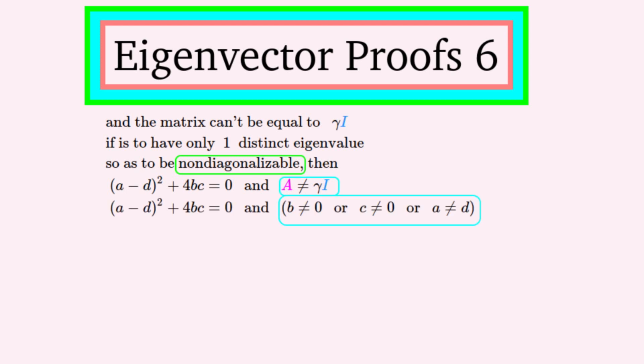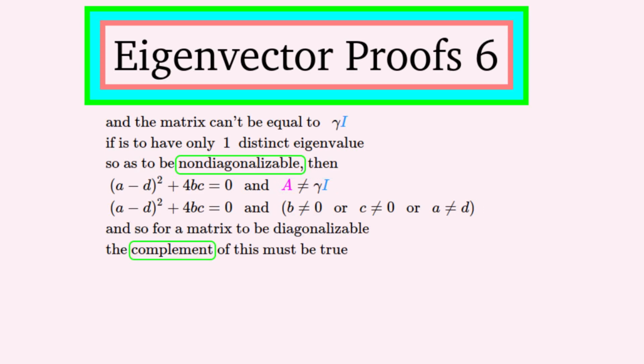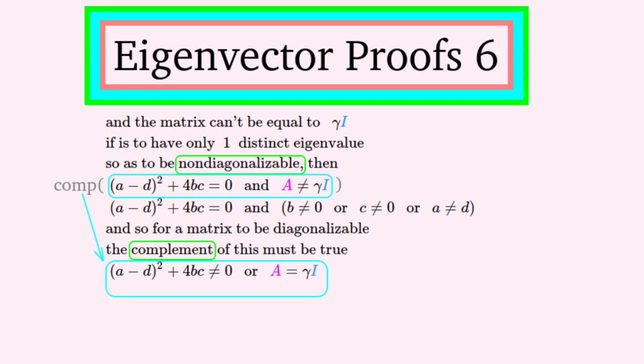And we can write out this matrix inequality in terms of the entries of matrix A. If a matrix is to be diagonalizable, then the opposite or complement of this statement must be true. And this is the complement. We'll just get the complement of each math statement and replace the AND with an OR, so either of these statements being true will mean that the matrix is diagonalizable.